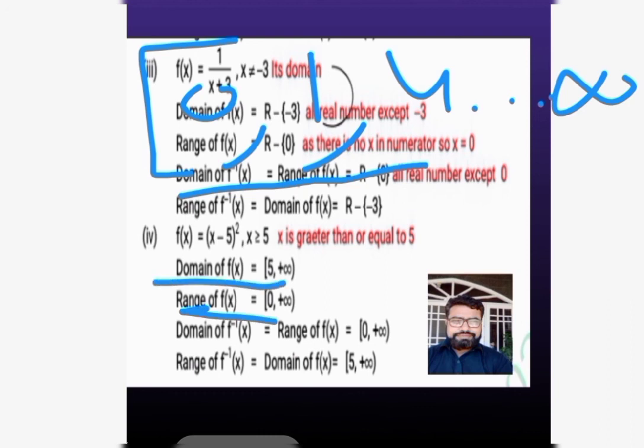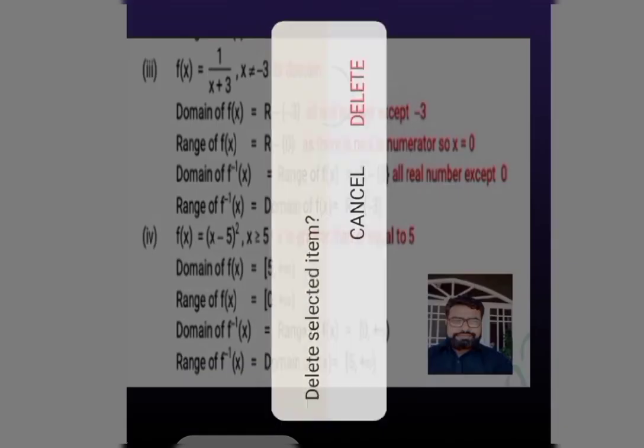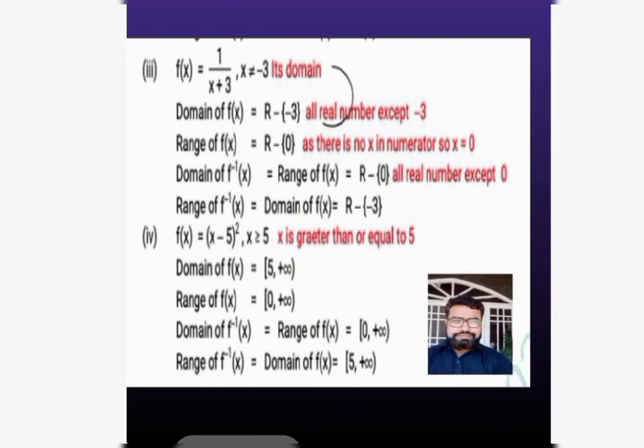This is the domain and range of f of x, but we have to find the domain and range of f inverse of x. We follow the rule that the domain of f inverse of x is the range of f of x, and the range of f of x was 0 to infinity. The range of f inverse of x is equal to the domain of f of x, and the domain of f of x was 5 to infinity.